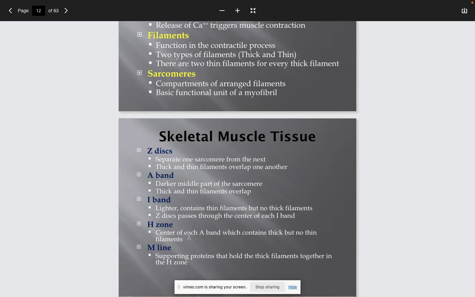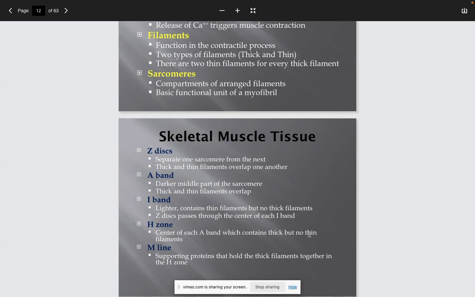The H zone is the center of each A band, which contains thick but no thin filaments. So again, here we see where there is something unique to these. The I band contains only thin filaments, but no thick filaments, okay? The H zone is the center of the A band. We know the A band was the dark middle part of the sarcomere, right? So the H zone is going to be where thick filaments are found, but no thin filaments.